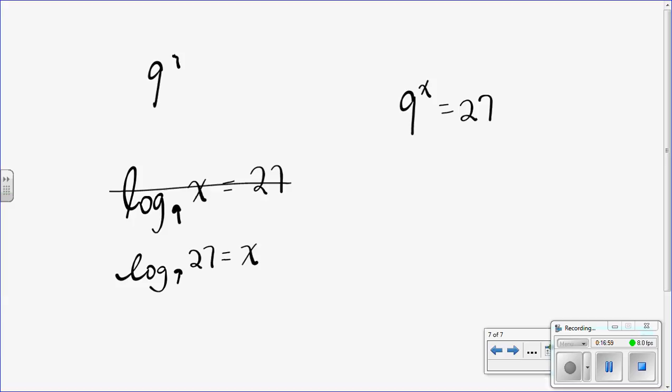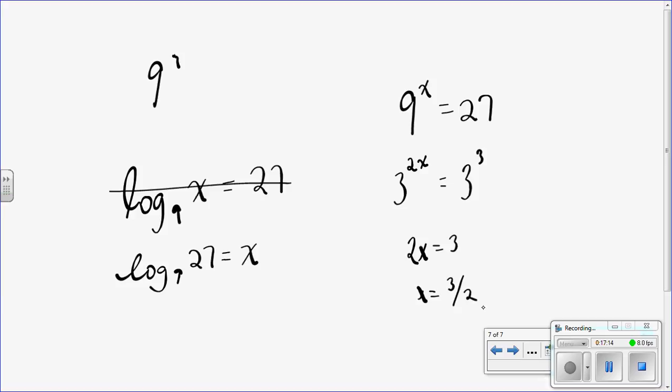Both of these have a base of 3. So this would be 3 squared times x. This is 3 to the third. So 2x equals 3. So x is 3 over 2.